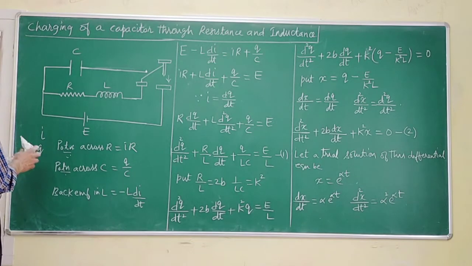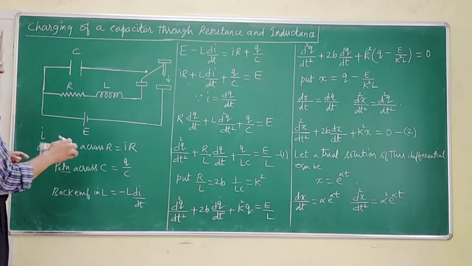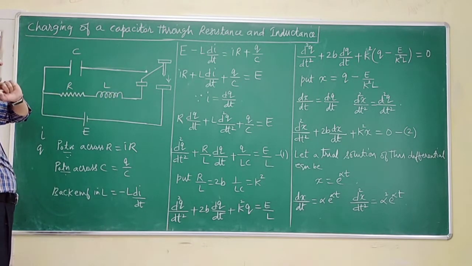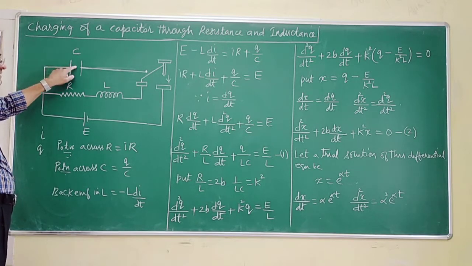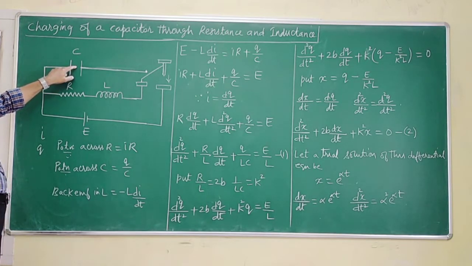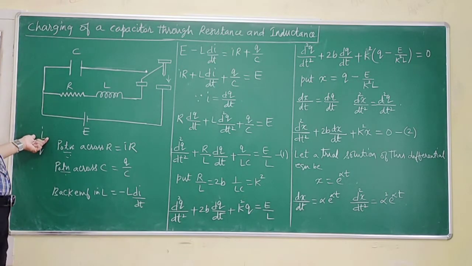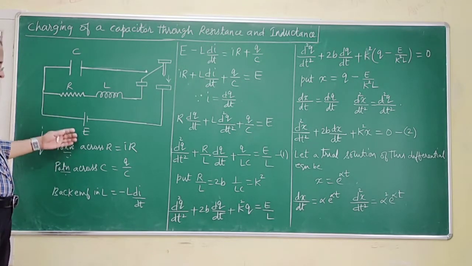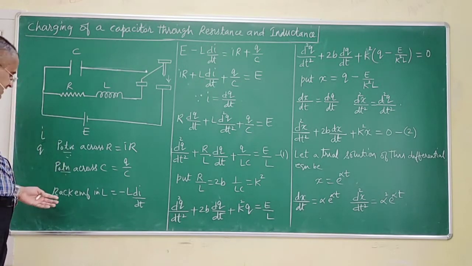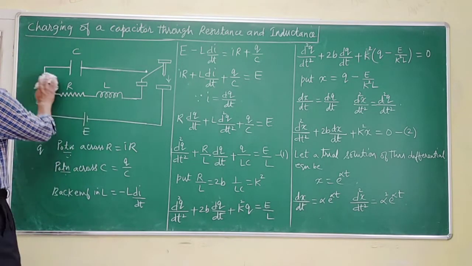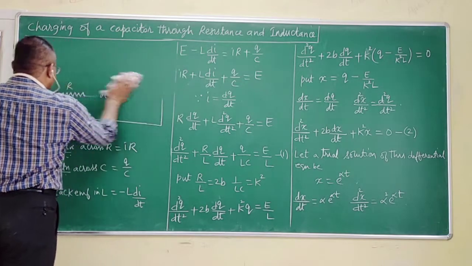Therefore, let me rub this off. As I said, if I press this key downwards, the circuit gets completed and it is going to charge the capacitor through inductance and resistance. At any instant the current I have taken as I, and at any instant the charge, therefore the potential difference across R, the potential difference across C, and the back EMF in L. Therefore I proceed, right? Let me rub this off to proceed further.